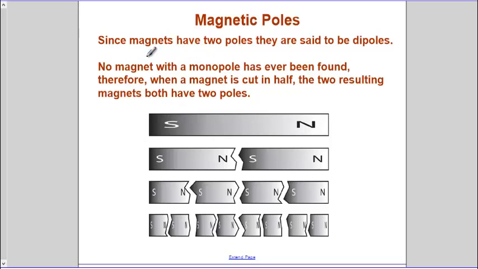Since all magnets have north and south poles, they're said to be dipoles. The prefix di meaning two, and it's interesting, magnets are always dipoles. There is no such thing as a magnetic monopole. They don't exist. So here's a little thought experiment.